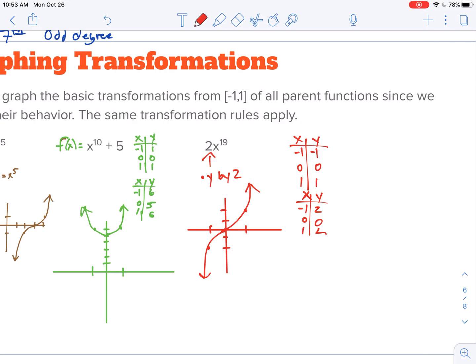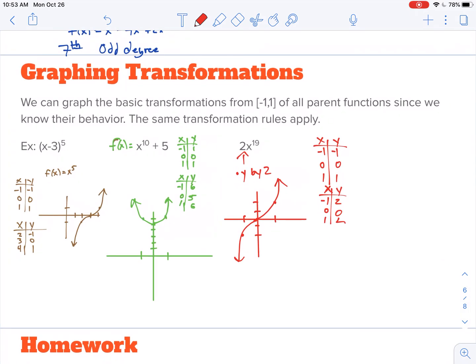I just use that same table of values and then just do basic transformations with those parent functions.